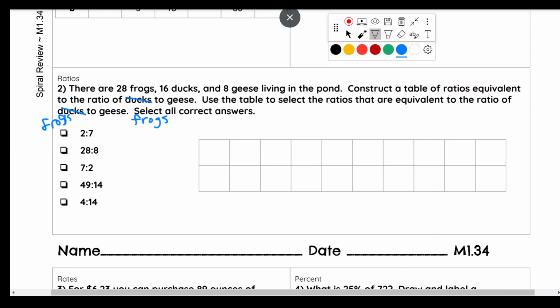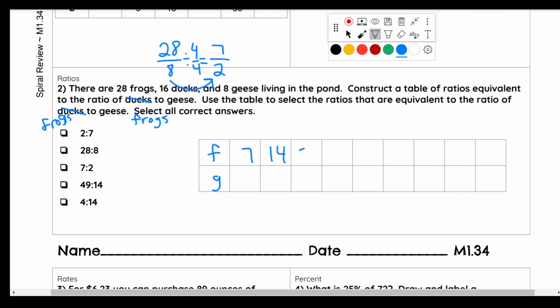Alright, so I have frogs to geese, 28 to 8. Both of these are divisible by 4. 8 divided by 4 is 2. 28 divided by 4 is 7. So I have frogs and geese. And for the frogs, I'm counting by 7s.